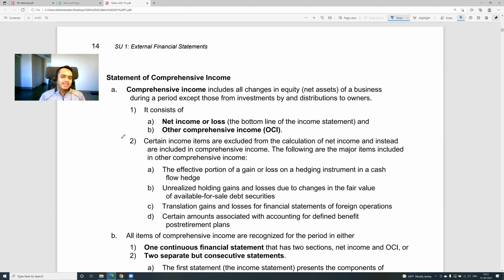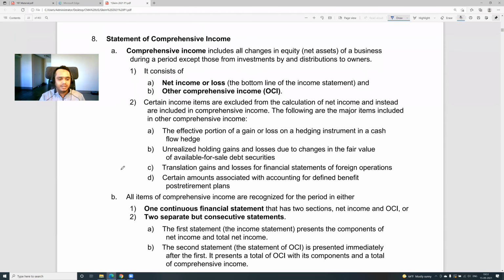Now, statement of comprehensive income. It consists of net income or loss, and OCI, which is other comprehensive income. Now, all items of comprehensive income are recognized for the period. You can see here the effective portion of a gain or loss on a hedging instrument in a cash flow hedge. Don't put it under the income statement, put it under OCI.